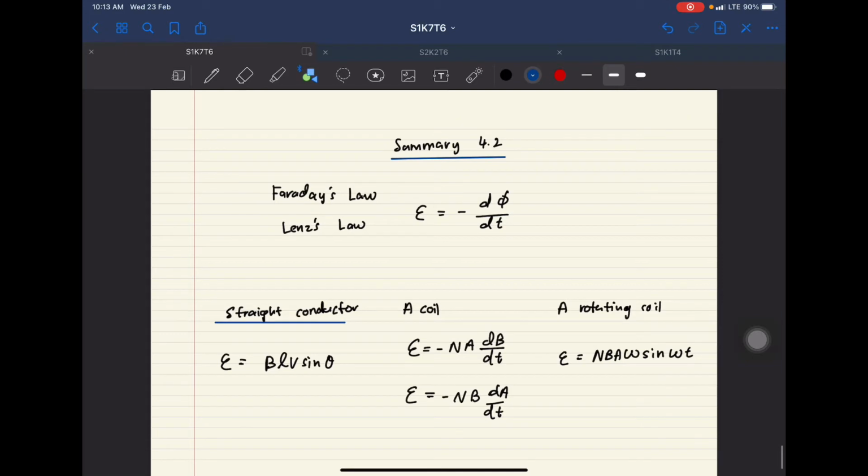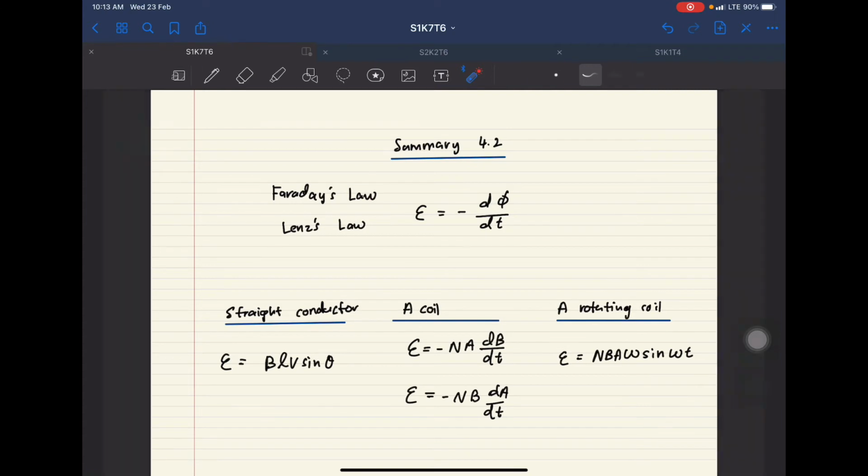For a straight conductor, it is simply BLV sine theta, but remember the theta there is the angle between B and V. For a coil, you can have either a change in magnetic field or a change in area. And for a rotating coil, you have NBA omega sine omega t. Normally if they ask you to find the maximum EMF, the sine term becomes 1, where this is sine 90 degrees.